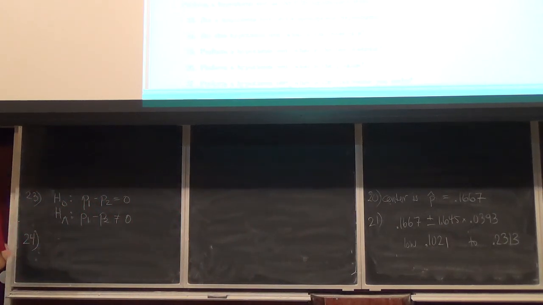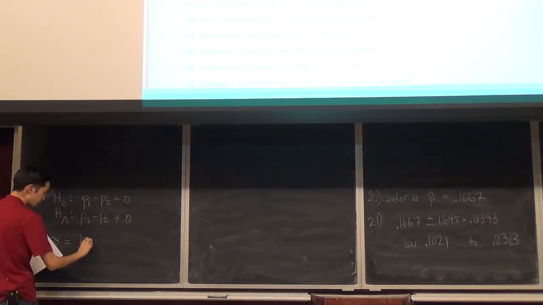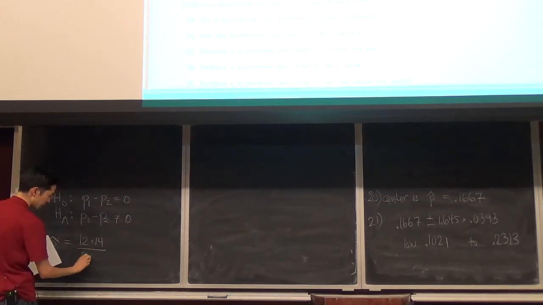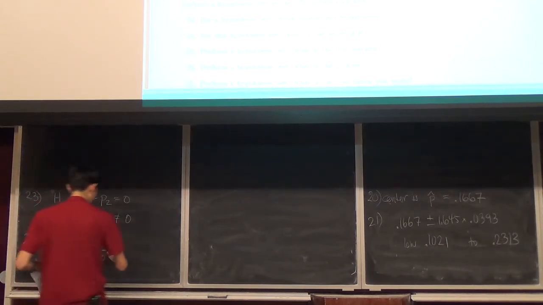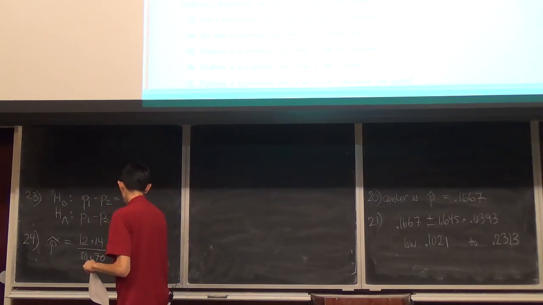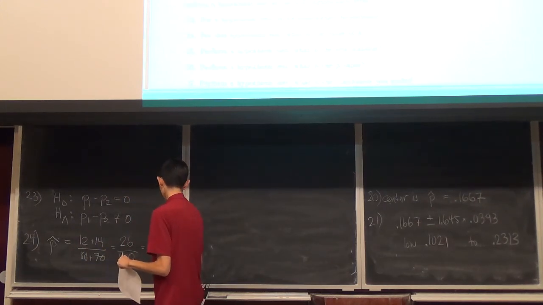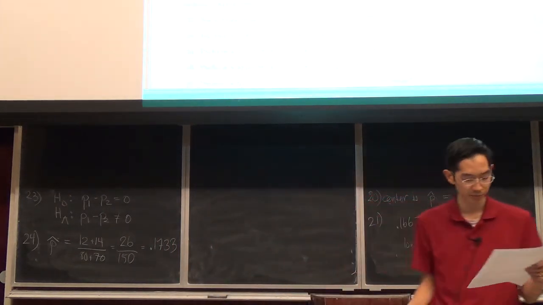So 24 asks, what is P hat? P hat is the total success over the total observed. So we see a total of 12 plus 14 cherry candies divided by a total number of 80 plus 70 candies total. So I have a total of 26 cherry candies divided by 150 candies total. So my P hat is 0.1733.